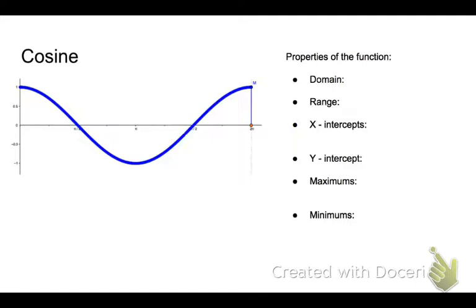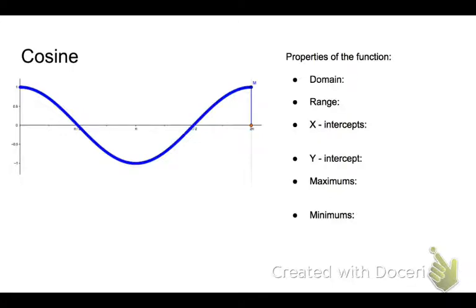Our graph from yesterday of the cosine function is shown below, and we're going to talk about the basic properties of this function. First and foremost, we're going to take a look at the domain. Remember, domain is all of the x values that could take place on this function. We talked yesterday about how this function could keep going.